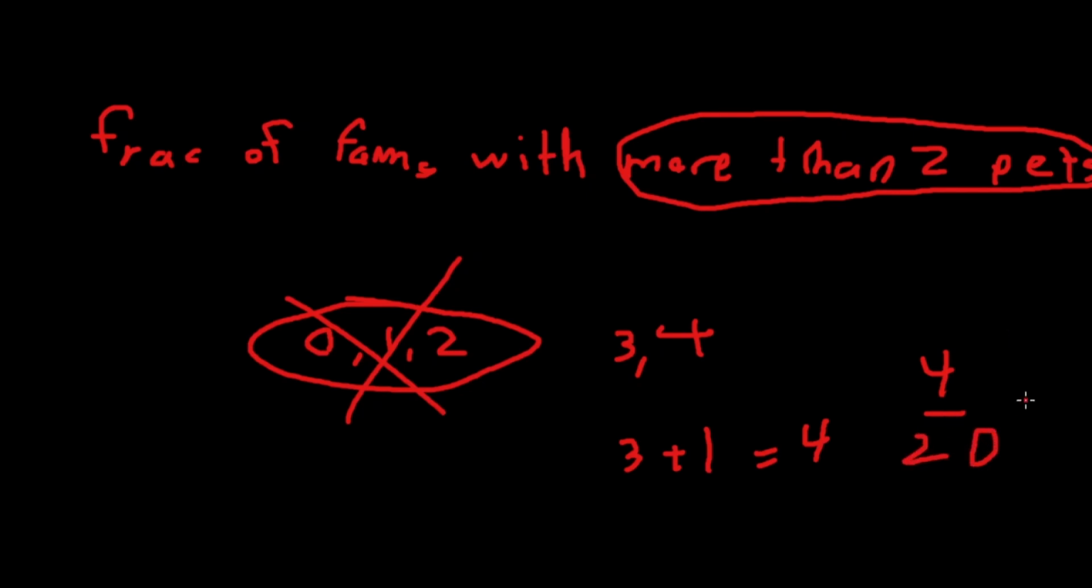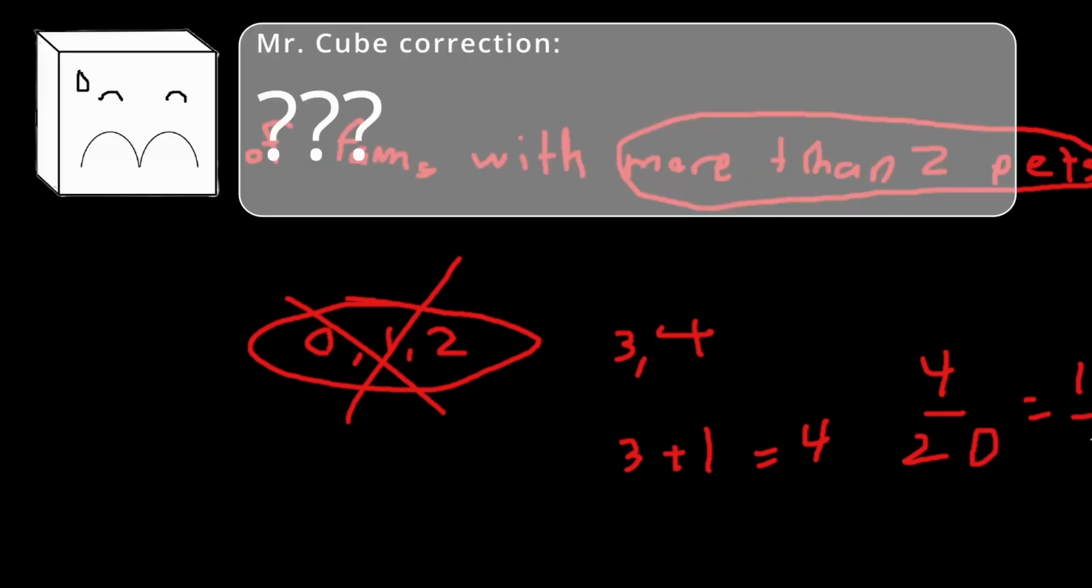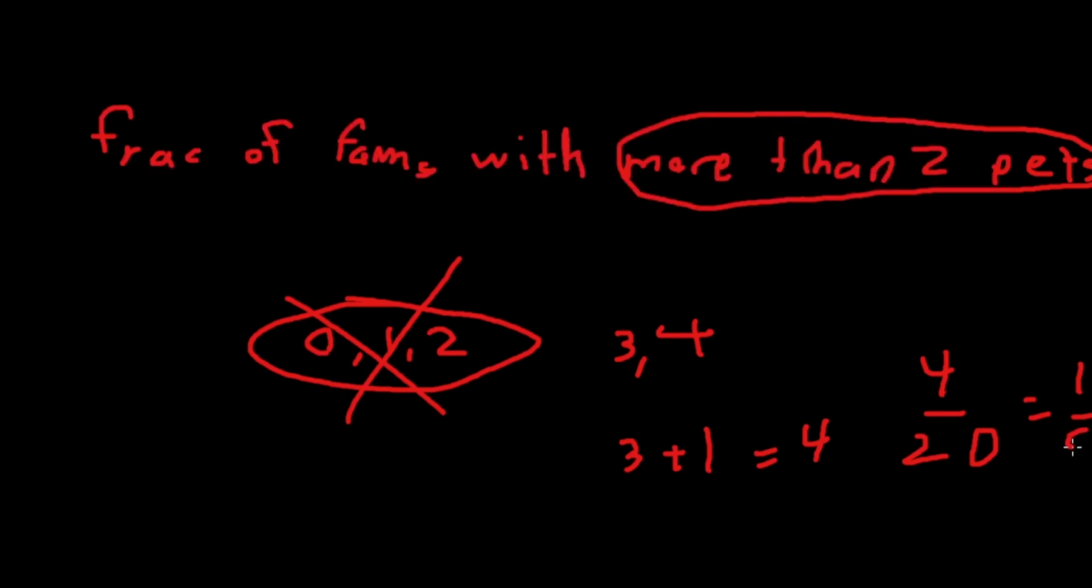And to simplify this, we can divide the top and the bottom by 4. 4 divided by 4 is 1. And 20 divided by 4 is 5, sorry. So 1/5 would be our final answer.